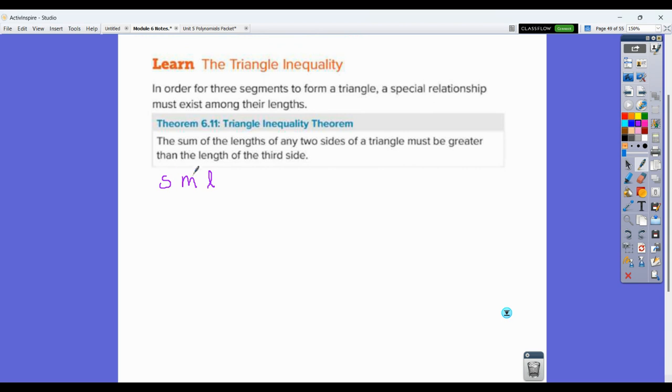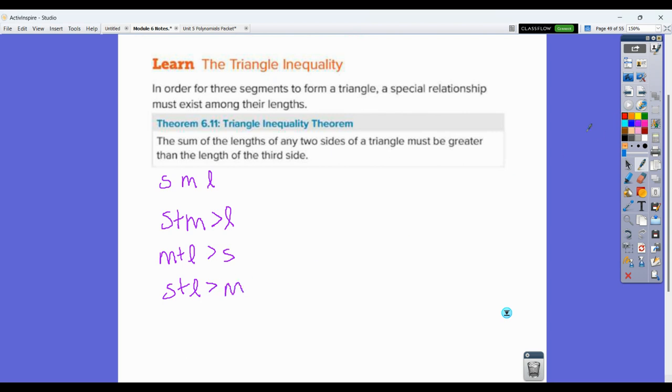Sometimes the small and medium might be equal to each other, or medium and large might be equal, whatever, but that's the idea. Essentially what this says is that the small plus the medium, the sum of the lengths of any two sides of a triangle, must be greater than the length of the third side, which would be the large side. Then you also know that the medium plus the large has to be greater than the small, and that the small plus the large has to be greater than the medium.